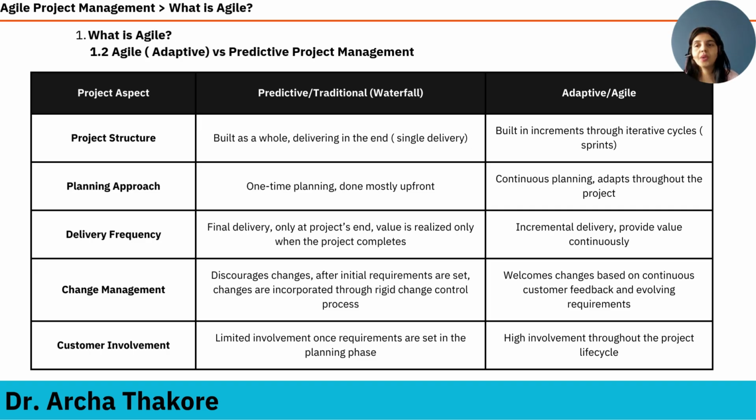Now let's talk about planning approach. In predictive, consider planning a wedding. Most details, venue, guest list, and catering are finalized months in advance. There is limited room for adjustment closer to the event. So that is a predictive approach. Now in Agile, how does the planning work? Think of organizing a series of training workshops. You might plan the first session in detail and leave the specifics of the later sessions flexible. So you plan one at a time and you keep on planning throughout the project life cycle.